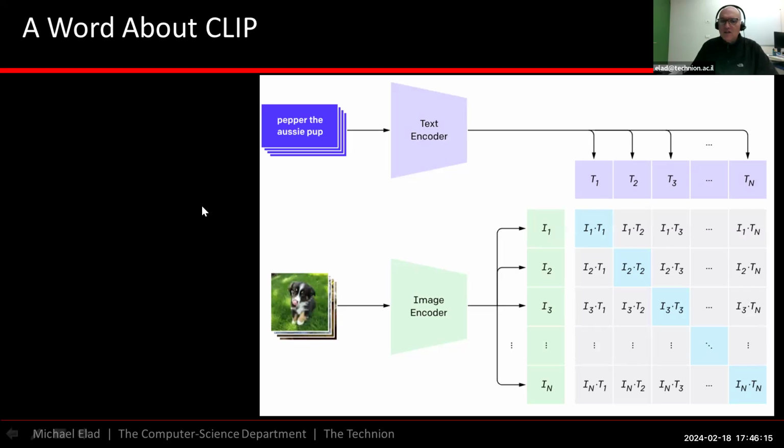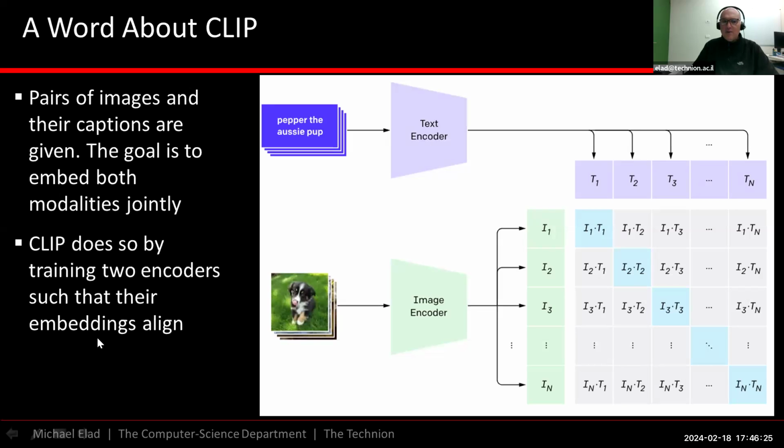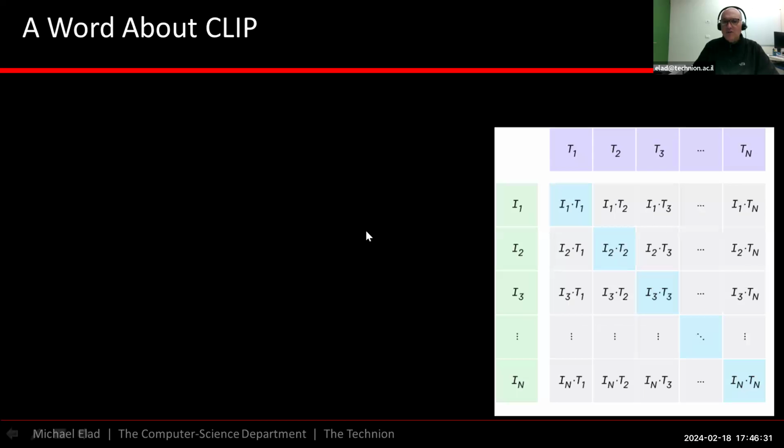Okay, so it's a contrastive kind of training. Pairs of images and their captions are given, and the goal is to train both modalities, the text and the image encoders. CLIP does so by embeddings and doing it in a contrastive way. And here is what they do.